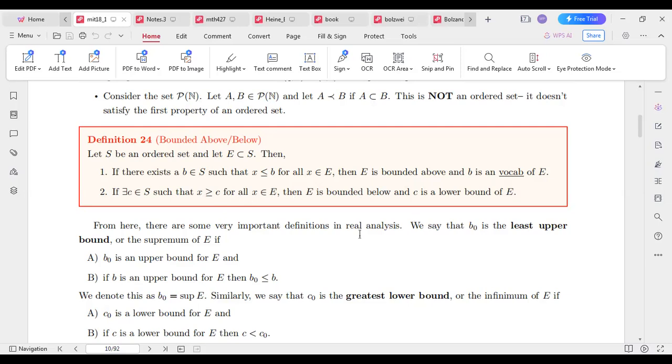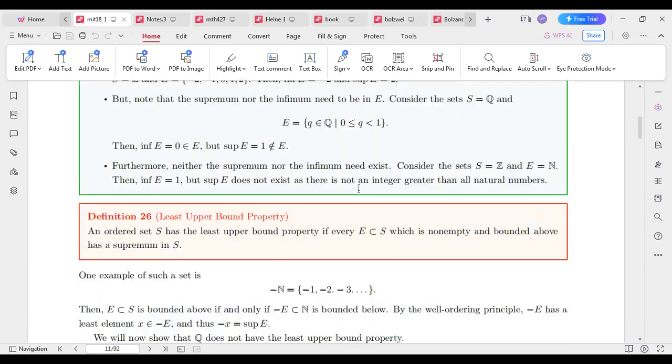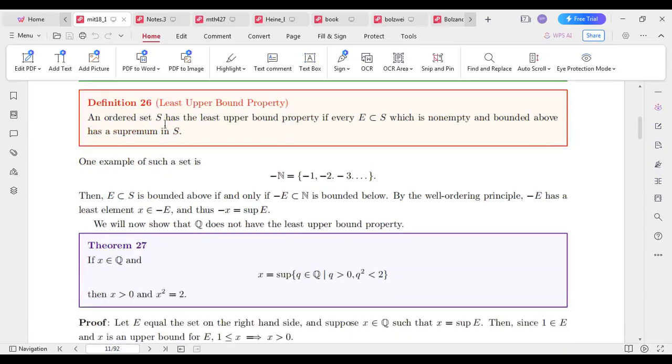So from here, there are two very important definitions of real analysis. We say that B0 is the least upper bound or supremum of E. Now, what will be the supremum and what will be the infimum, we'll discuss later. Now, what is the least upper bound or supremum? An ordered set S has the least upper bound property if every set E, a subset of S, which is non-empty and bounded above, has a supremum in S.